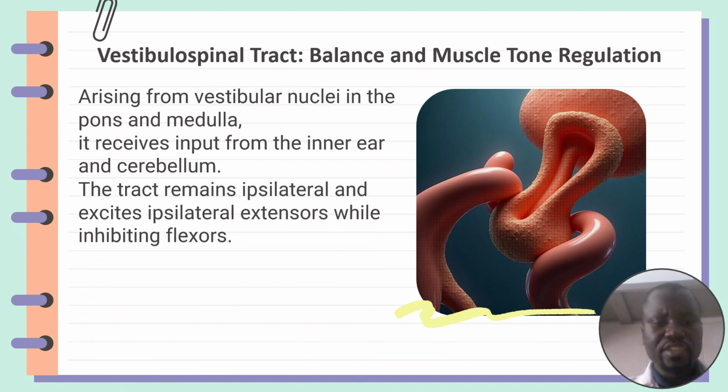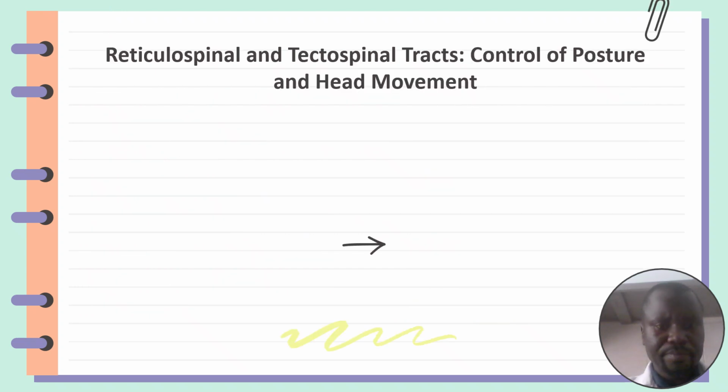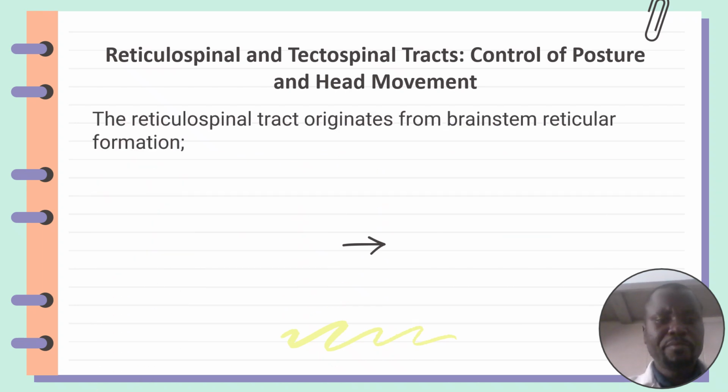The tract remains ipsilateral, so this one is controlling on the same side. And what muscles will be affected? It will excite extensors while inhibiting flexors, compared to the other one we've discussed. Then it maintains muscle tone for balance in response to head movements. The reticulospinal and tectospinal tracts control posture and head movement.